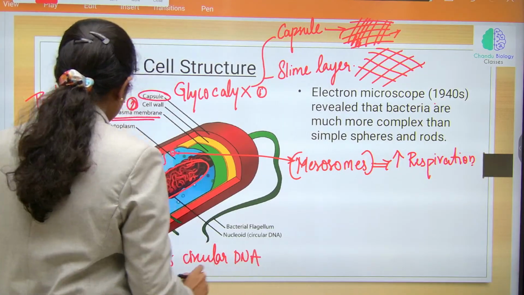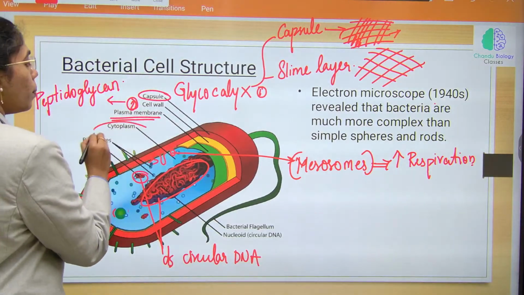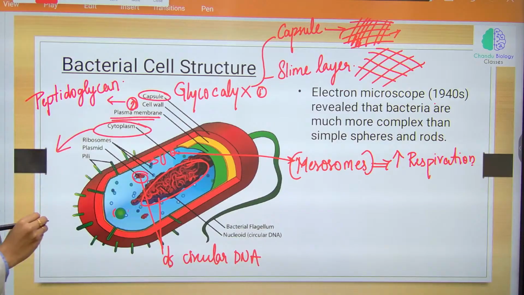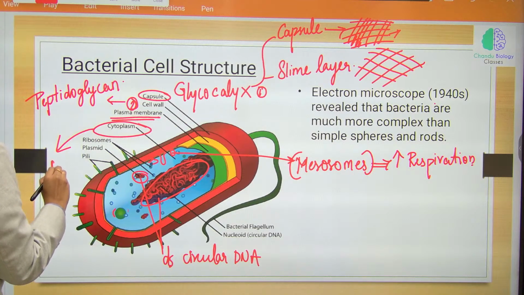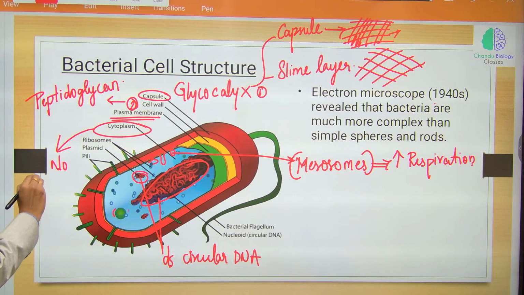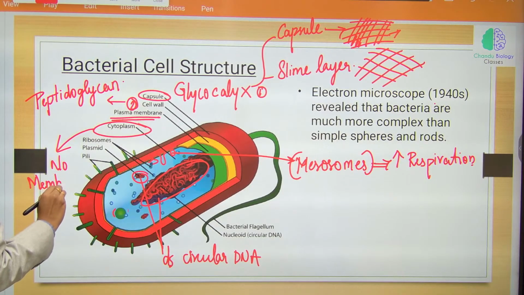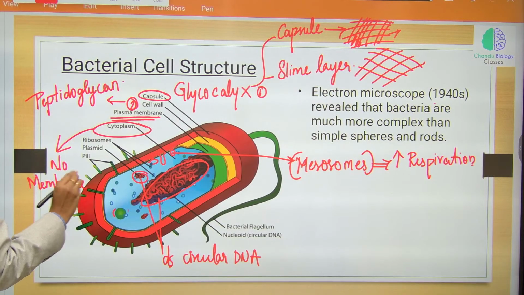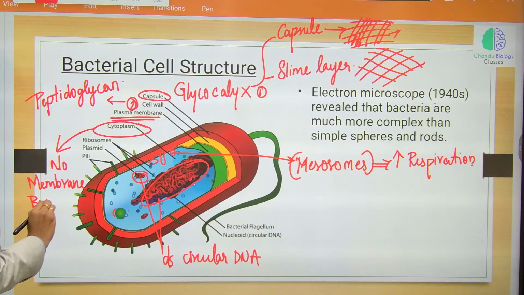And inside the cytoplasm, there are no membrane bound organelles in the prokaryotic cell or bacterial cell. Fine, right? No membrane bound organelles.